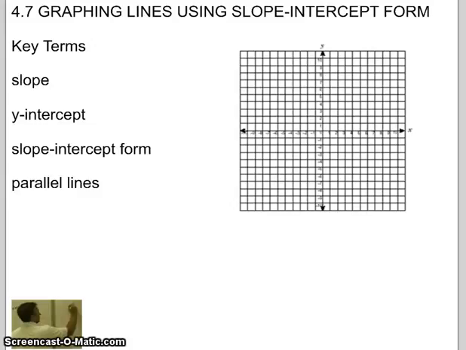We're going to talk about graphing lines using slope-intercept form. A couple of key terms we need to remember: slope represents rise over run. The y-intercept is when x equals 0. It's where the line crosses the y-axis.